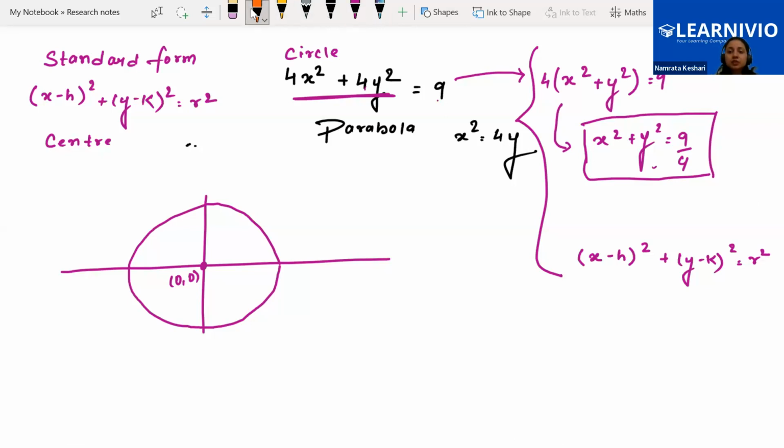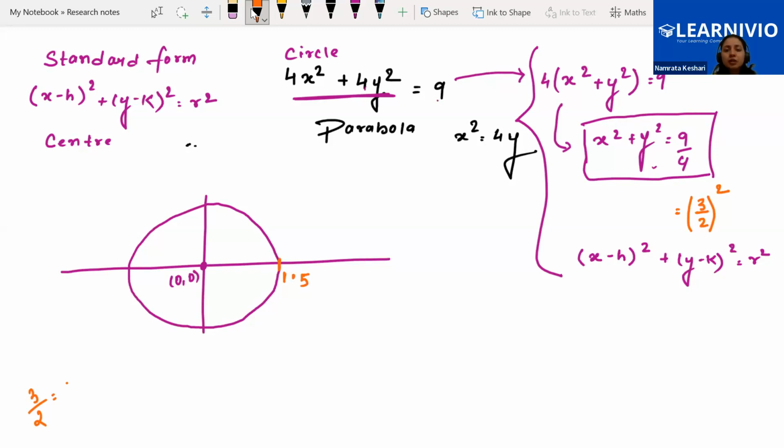Is it possible to write this 9 by 4 as something square? Yes, ma'am. What is the square root? 3 by 2. So r is 3 by 2. 3 by 2 means what in decimal? 1.5. So basically this circle has radius 1.5. Radius 1.5, center is 0, 0.